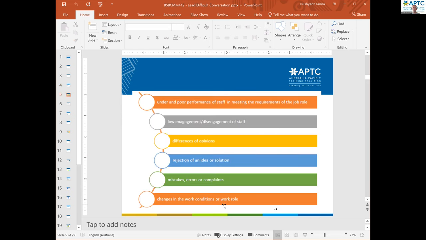These are some of the things about difficult conversation. It could be poor performance of staff, the requirement of the role, low engagement or disengagement of staff members, difference of opinion, rejection of an idea or solution, mistakes, or changes in the work condition of a role. Anything of this, right? It could be promotion, it could be, hey, we are settling you in a new team, and all that, would definitely be a part of difficult conversation.